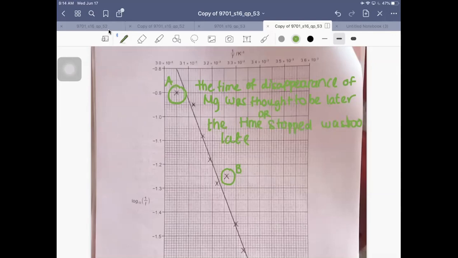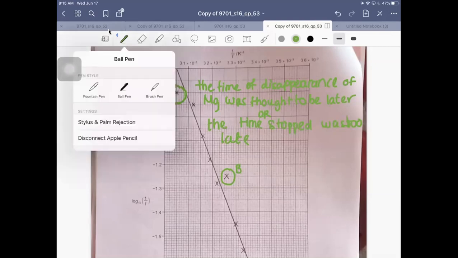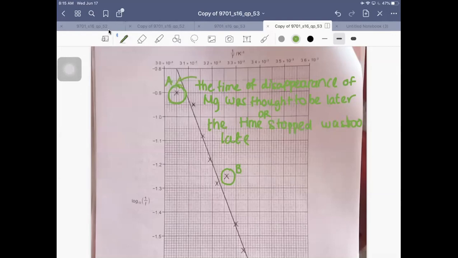So you can choose either one of these reasons. Since there are 2 points, you can choose one reason for each point. So to explain A, you can say the time of disappearance of magnesium was thought to be later, and B would have a different explanation. So that's for point A, if you have points to the left side of the line.